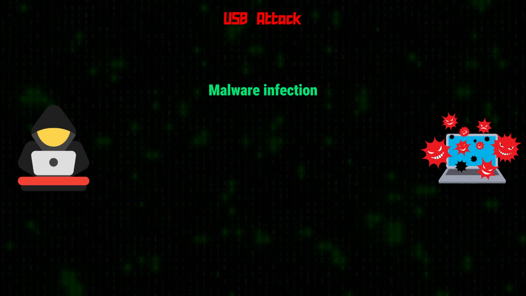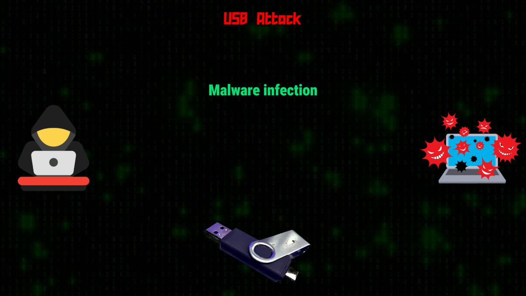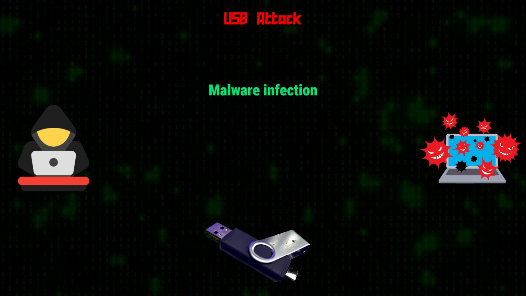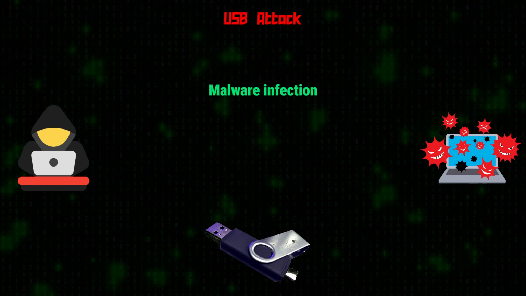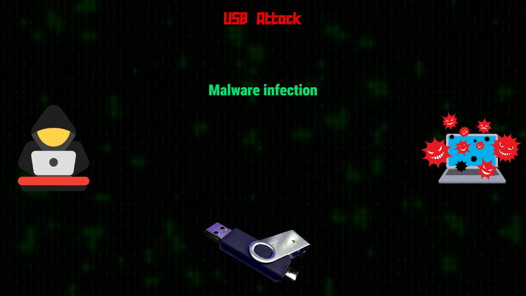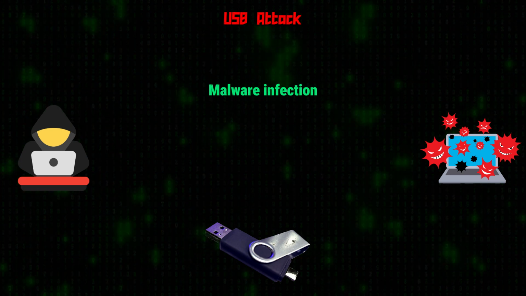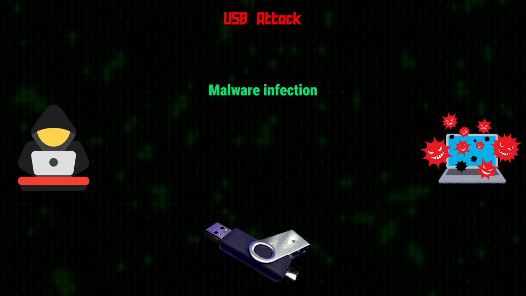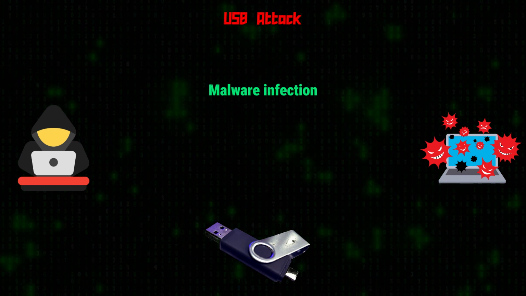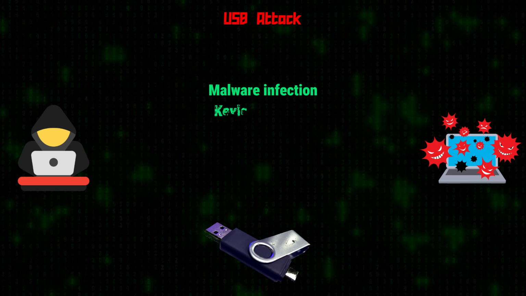This is by far the most common goal of USB drop attacks, and it can be achieved in several different ways. For example, a USB drive can be loaded with self-executing malware, or it can contain seemingly legitimate documents that are actually booby-trapped with malicious code, such as ransomware.